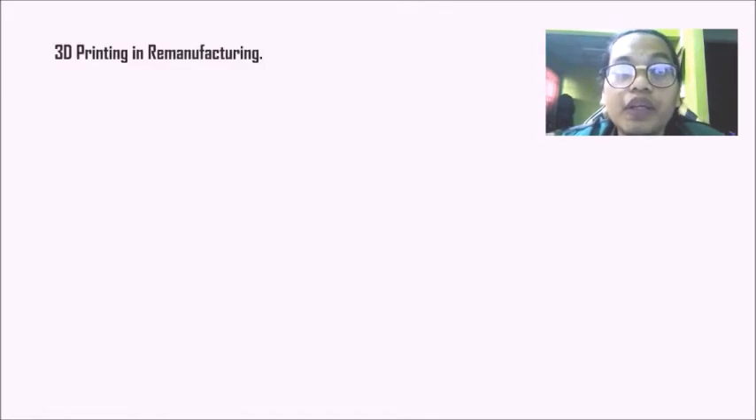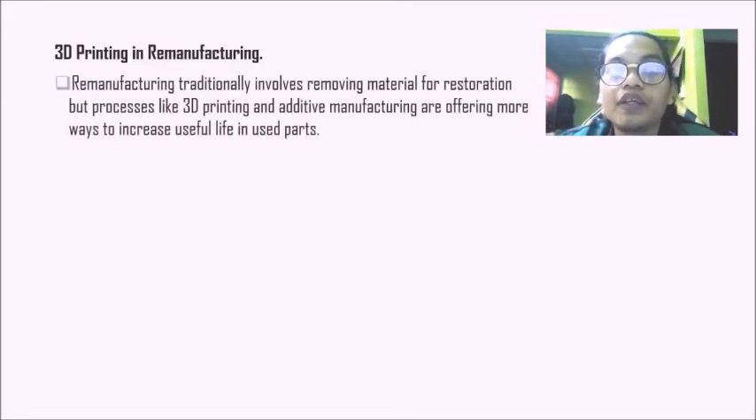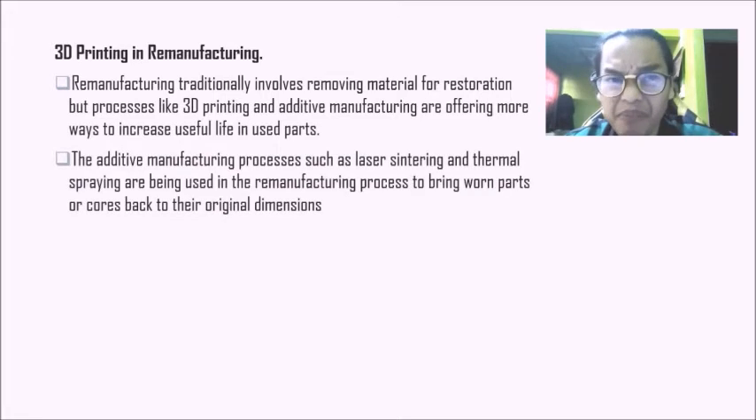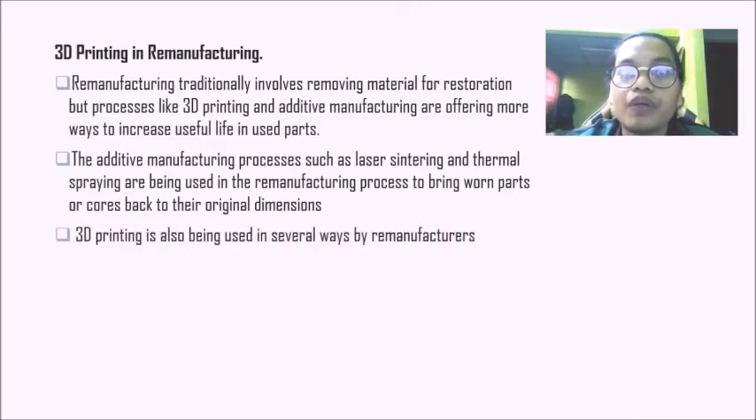Next is 3D printing in manufacturing. Remanufacturing traditionally involves removing material for restoring, but processes like 3D printing and additive manufacturing are offering more ways to increase the useful life of used parts. Additive manufacturing processes such as laser sintering and thermal spraying are being used in the remanufacturing process to bring a part or core back to the original dimension. 3D printing has also been used as a better way by remanufacturers.